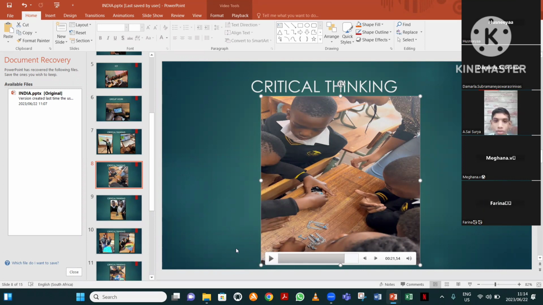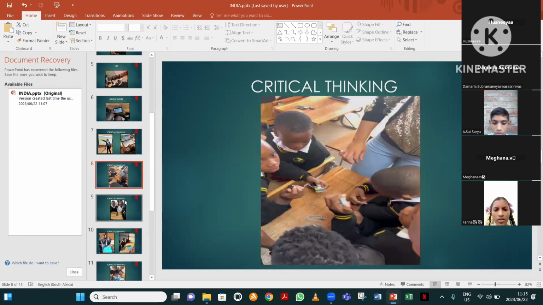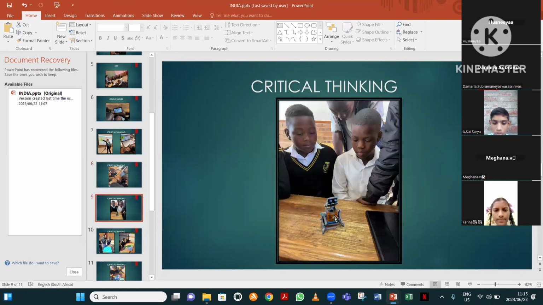Actually, we don't say they were building the robots. We are saying they are coding the robots. And after they are done, they had a complete object of the robots that they built. So on the previous slides, they were building the robots, they were coding it, and then here is the complete object of them coding their robots. So it's part of our curriculum in life skills.